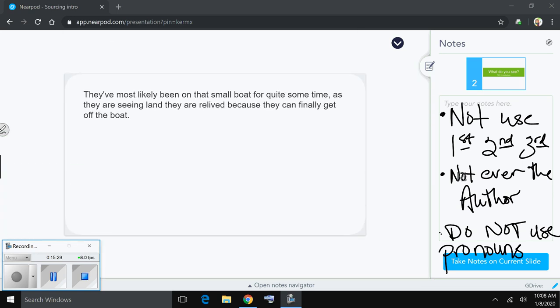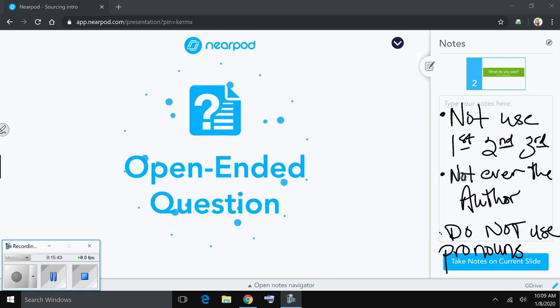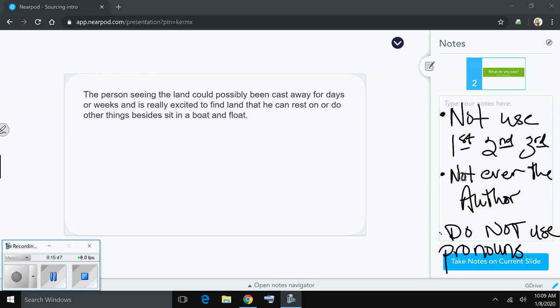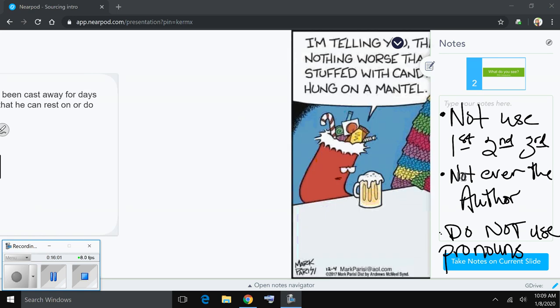One would earn minimum credit. Right? They've been on a boat for quite some time and they're relieved. So like, why? And so what? They're relieved. So that he can rest. It works. Minimal. Alright, let's look at the next one.